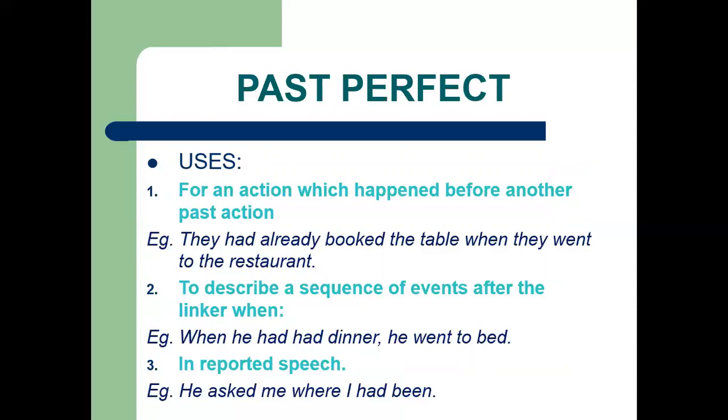Yes, so that's as far as past simple is concerned. Past perfect. What's the form of the past perfect? Subject, had, and past participle, or the third column, right? We use the past perfect to express an action before another past action, right? They had already booked the table when they went to the restaurant. The idea is that booking the table occurred before going to the restaurant.